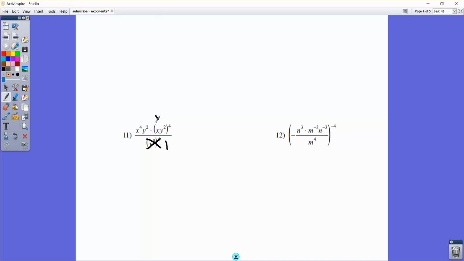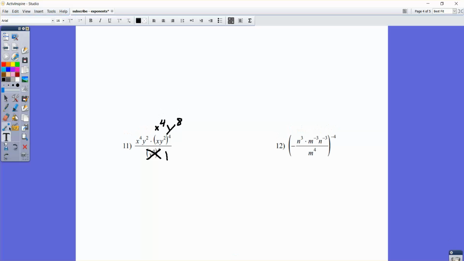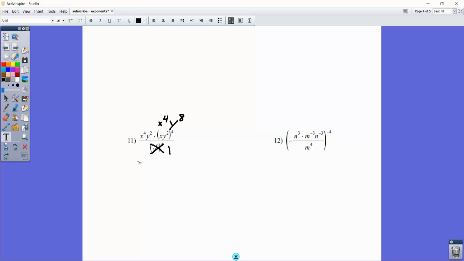We have x to the 4th, right? We multiply 1 times 4, it's x to the 4th, and we have y to the 8th here, right? So x to the 4th, y to the 8th is what that whole thing here becomes. We still have on the outside x to the 4th, y to the 2nd. So when we multiply those out, we're going to get x to the 8th times y to the 10th. 2 plus 8 is 10, right? And then since that's all over 1, we don't need to write that denominator. So our answer is just x to the 8th, y to the 10th.